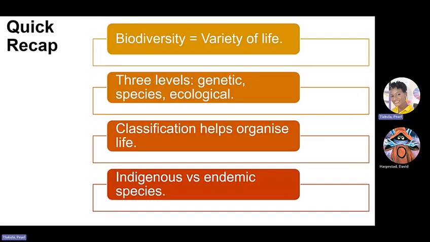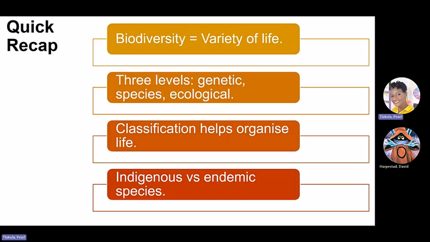A quick recap. Biodiversity equals variety of life. Remember, bio means life, diversity means variety. So together the two words are called biodiversity. Bio means life, diversity means variety. So biodiversity, variety of life. There are 3 levels of biodiversity: the genetic level, the species level, and the ecological level. So why do we need to classify biodiversity? It helps us organize life and know the importance of life itself, and also know which species to preserve and which to look after.